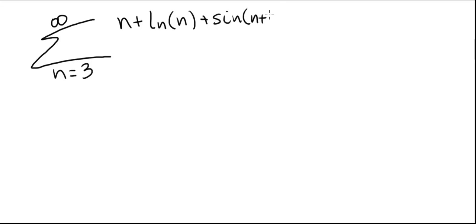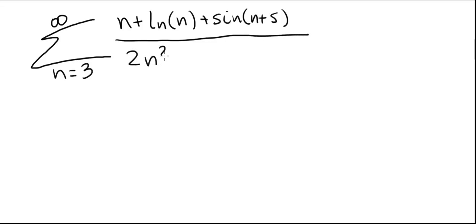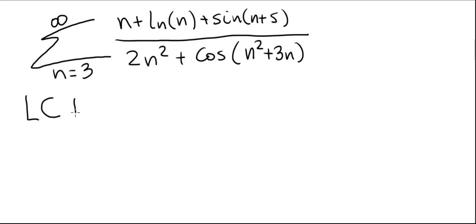We're going to determine if the series, the summation n equals 3 to infinity of n plus natural log of n plus sine of n plus 5 divided by 2n squared plus cosine of n squared plus 3n converges or diverges. And we're going to use the limit comparison test, which I'll abbreviate by LCT.